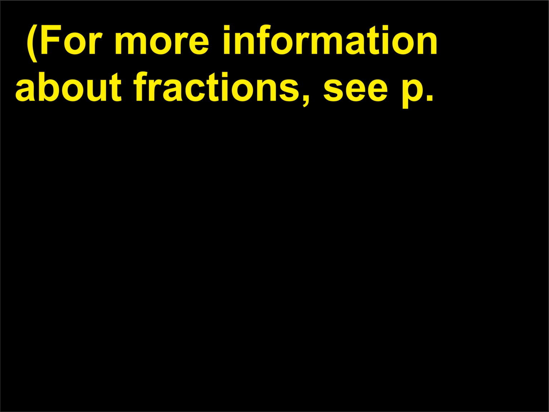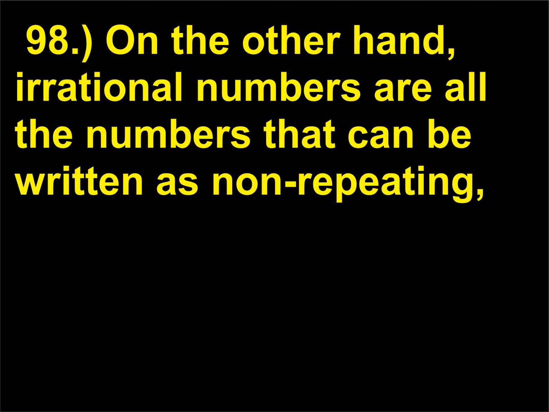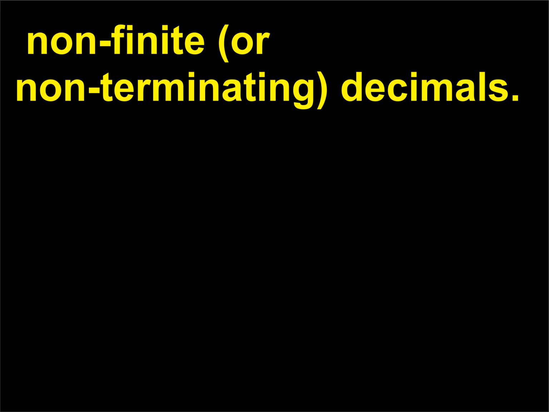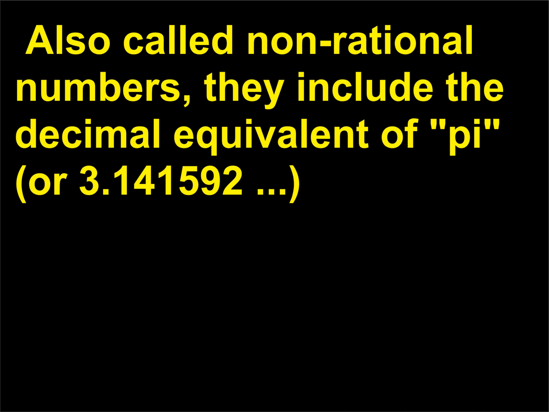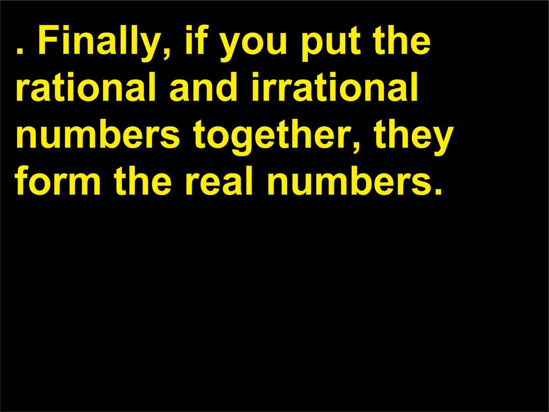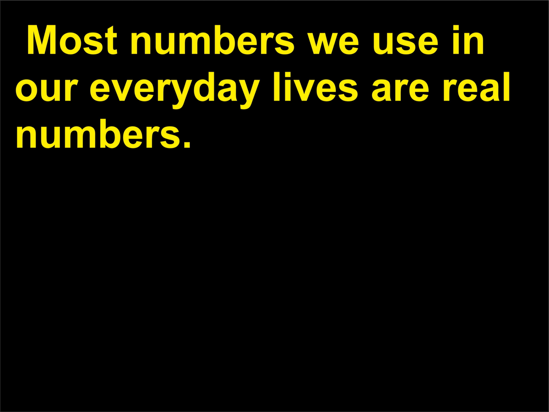For more information about fractions, see p. 98. On the other hand, irrational numbers are all the numbers that can be written as non-repeating, non-finite, or non-terminating decimals. Also called non-rational numbers, they include the decimal equivalent of pi, or 3.141592. Finally, if you put the rational and irrational numbers together, they form the real numbers. Most numbers we use in our everyday lives are real numbers.